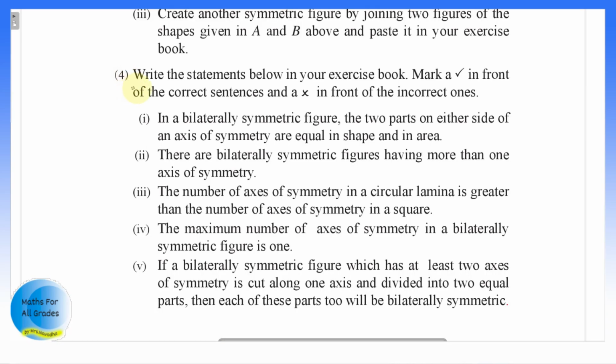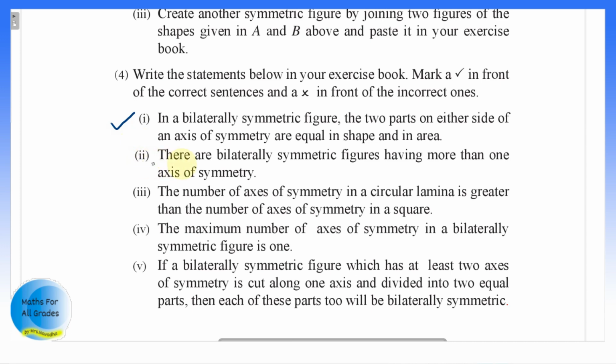Question number 4. Write the statements below in your exercise book. Mark a correct sign in front of the correct sentences and a wrong sign in front of the incorrect ones. Look at the first one. In a bilaterally symmetric figure, the two parts on either side of an axis of symmetry are equal in shape and in area. That's true. Two parts are equal in shape and area. That's why they are coinciding.